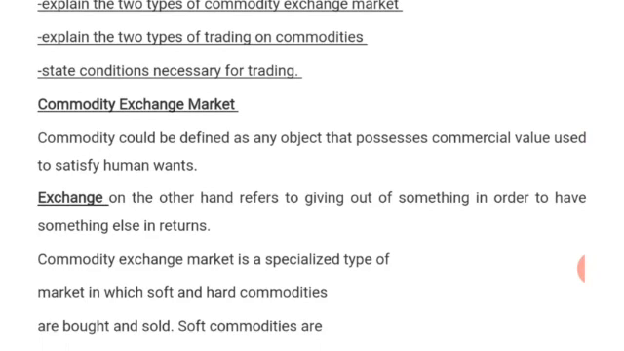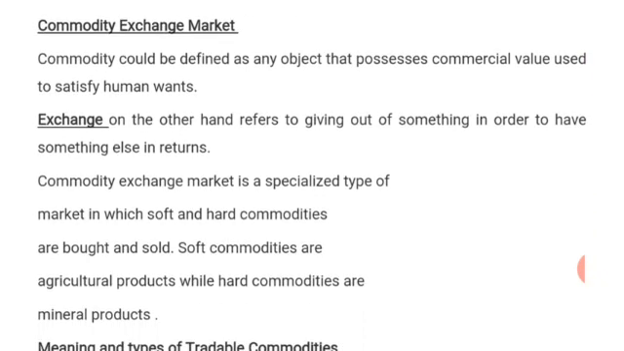Also, commodity must be something that has commercial value, something that when we take it to the market, they are going to buy it from us. And also, the commodity must be something that can satisfy human wants. So those are the features, or the meaning, of a commodity. Let us now look at exchange. Exchange, on the other hand, refers to giving out something in order to have something else in return. You give out something, then you collect another thing in return.